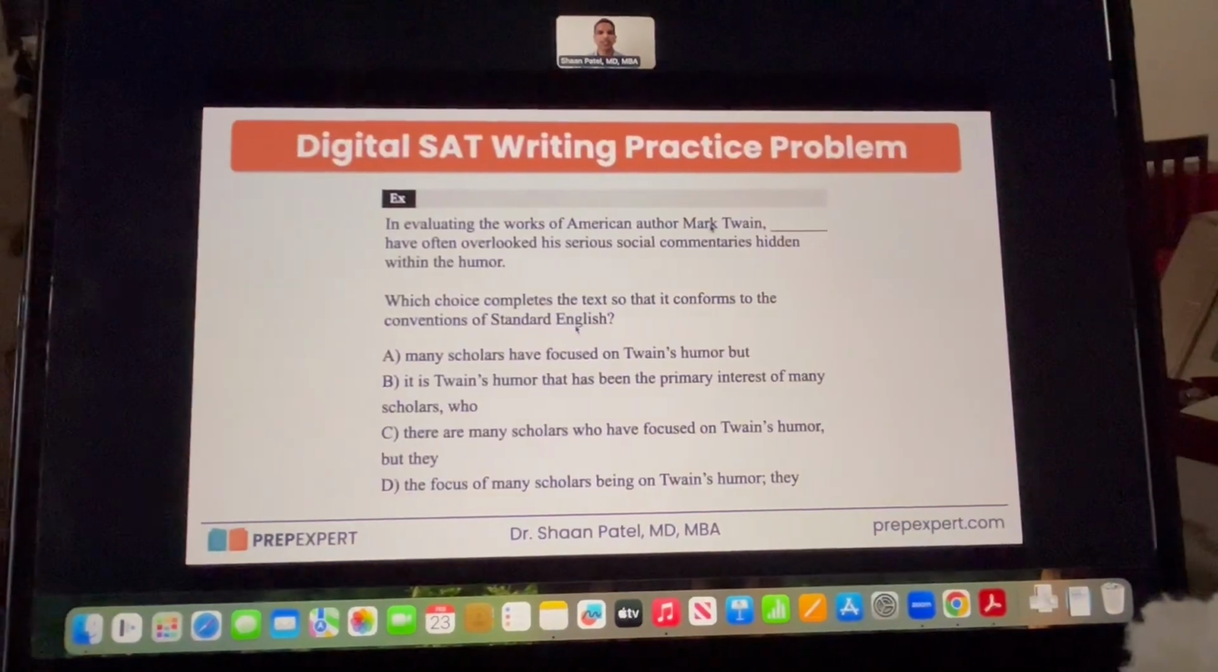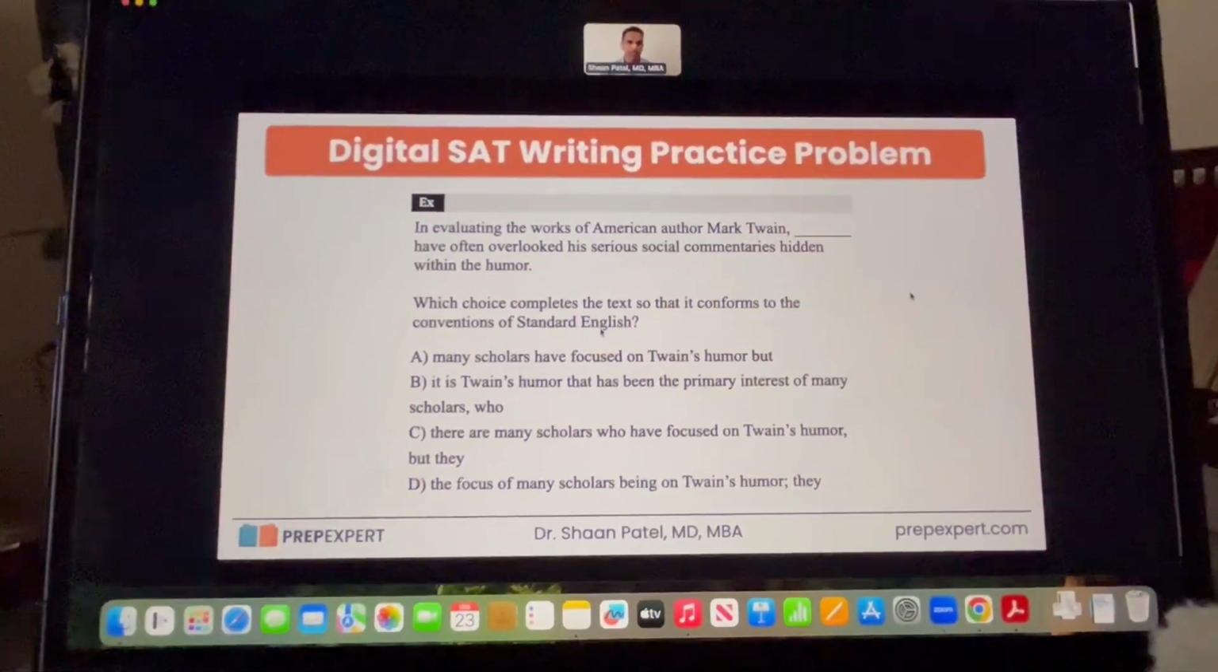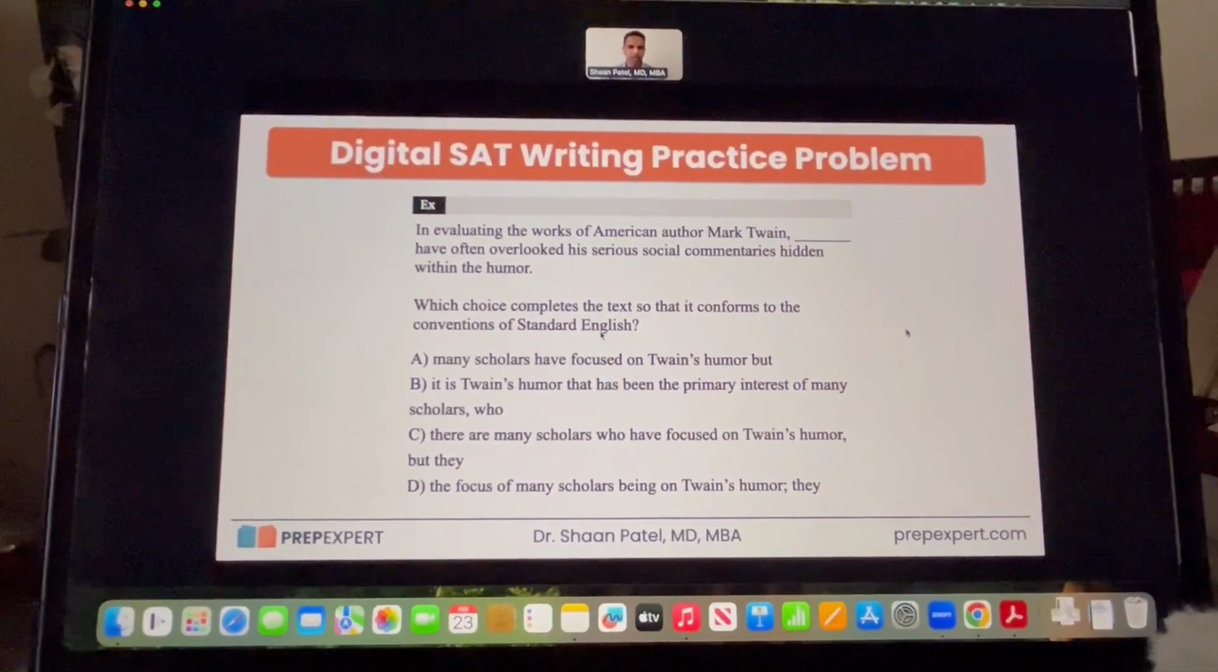Okay, so let's take a look at an example. Here's a grammar-based question that you would encounter on the digital SAT writing section.